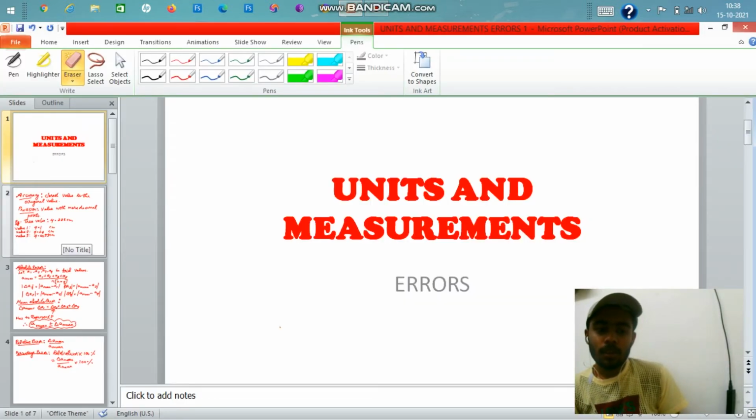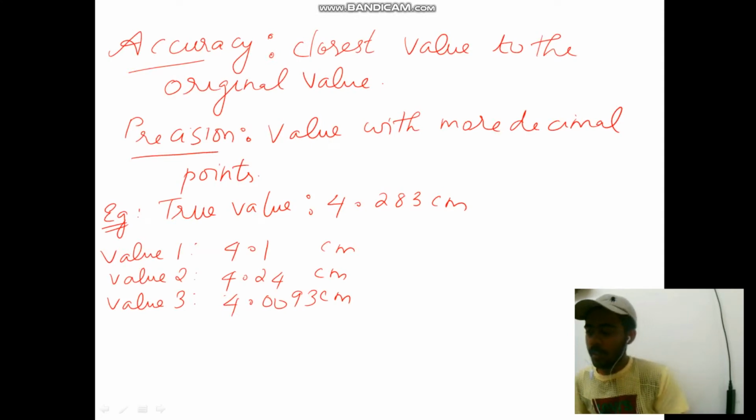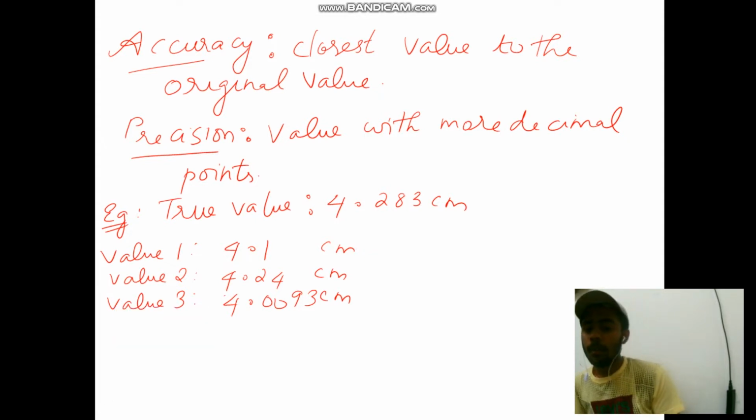Okay, now let us move on to the next topic of the units and measurements chapter, that is errors. There are two types of terms that we come across in this chapter: one is accuracy, another one is precision. Accuracy is the closest value to the original value, whereas precision is the value with more decimal points.